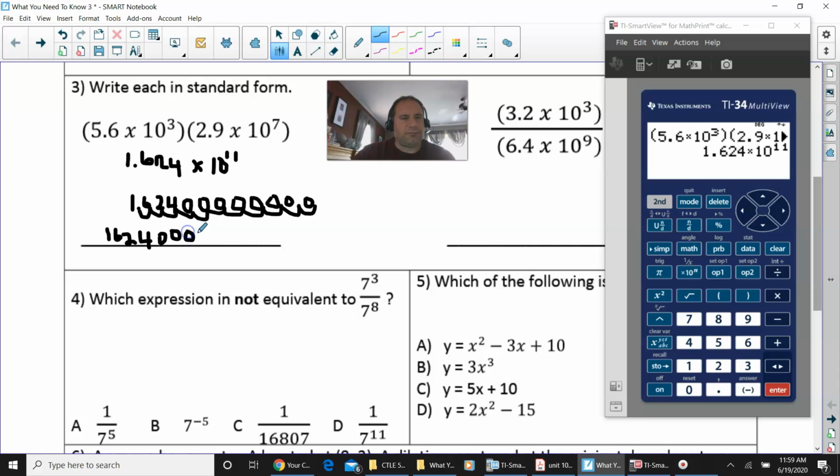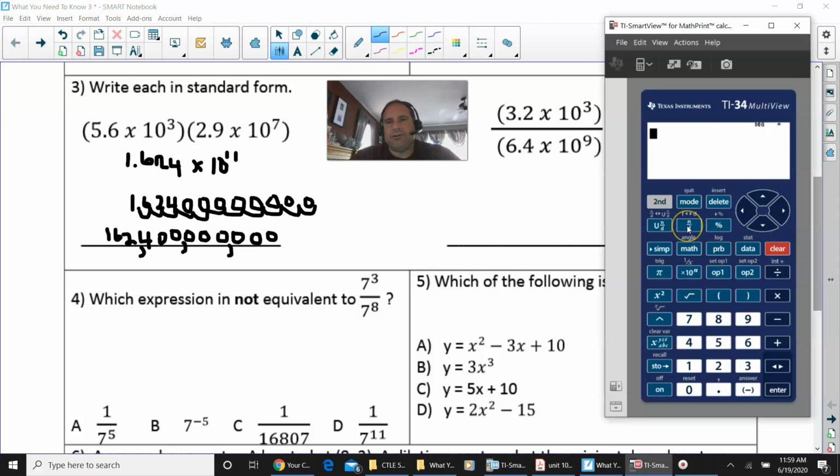So 1, 2, 3, 4, 5, 6 zeros, 7, 8 zeros. And then put your commas in so the number really makes sense. And there you go. All right. And again, standard form for this one right here, press this button, and we are going to put 3.2 times 10 to the 3rd power as the numerator.